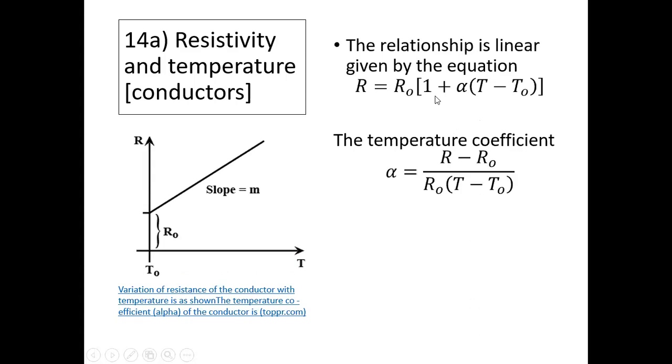Right? We can rewrite the equation. Take R naught across there. Open up, expand it. Take R naught, becomes minus R naught. Then alpha, R naught and T naught there. Cross multiply there. We got that one there. This is a better equation to memorize, easier. Alpha is the change in resistance over the change in temperature, divided by R naught. This is a change of resistance, and that's a change in temperature.